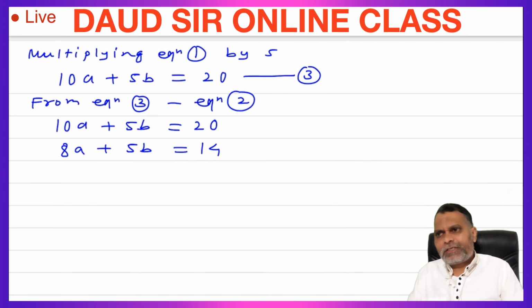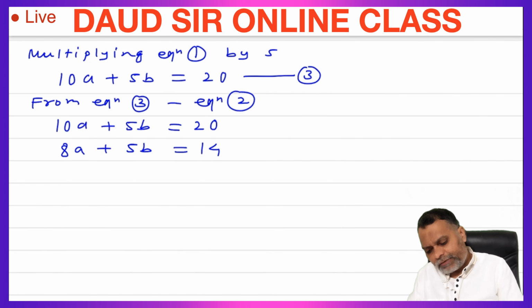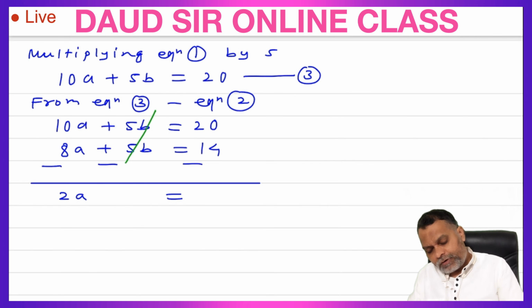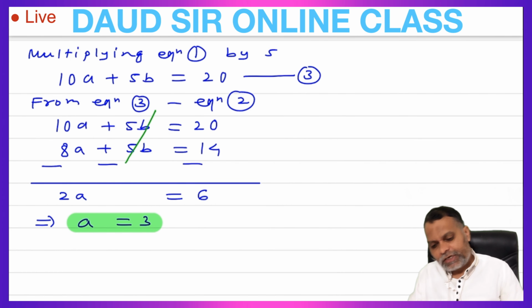We are subtracting this equation second, so change the sign of the second equation: negative, negative and negative. Draw a line like this. 5b positive, 5b negative gets cancelled. 10a minus 8a is 2a. 20 minus 14 is 6. So a is equal to 6 divided by 2, which is 3. So a is equal to 3.